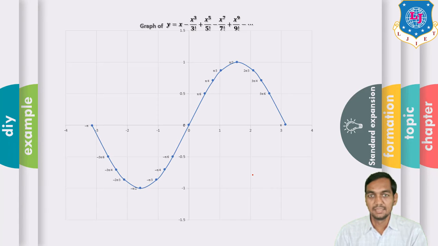So this is the original graph. We have taken up to the first 5 terms and it is exactly the same as the graph of sine.